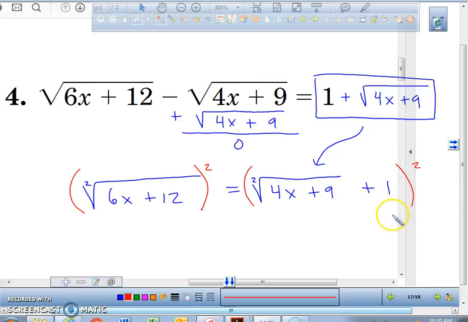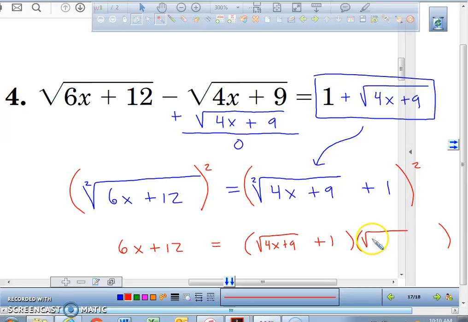One of them is easy. One of them is more difficult. The easy one is right over here on the left-hand side. That just becomes 6x plus 12. On the right-hand side, if you are squaring this, you have the square root of 4x plus 9 plus 1 times the square root of 4x plus 9 plus 1.